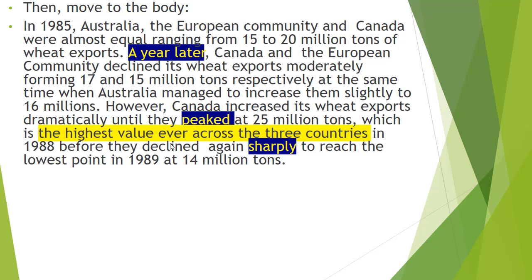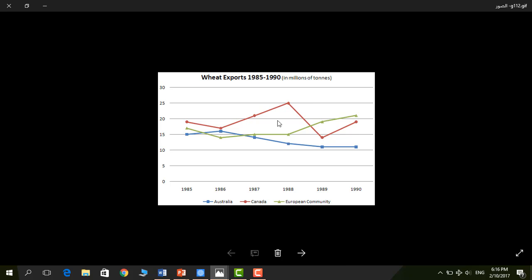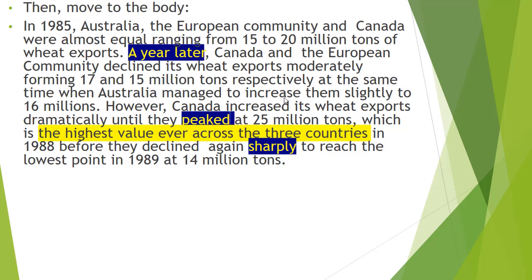And then what happened? However, Canada increased its wheat exports dramatically until they peaked at 25 million tons. Here, this is the peak. This is the peak, Canada, okay, 25 million tons, which is the highest value ever across the 3 countries. This is very important because, again, you are analyzing. You need to compare everything together. We have here 3 line graphs. We have to compare them together, okay?